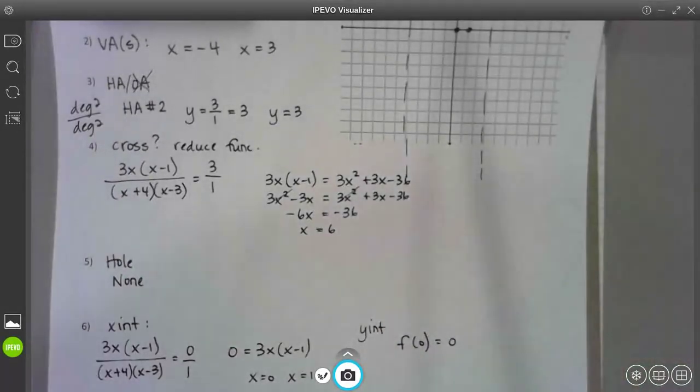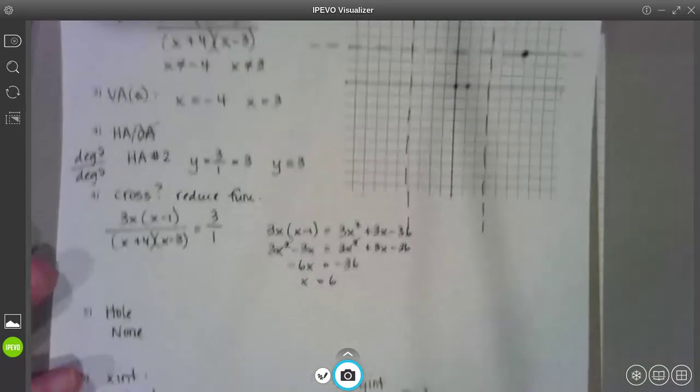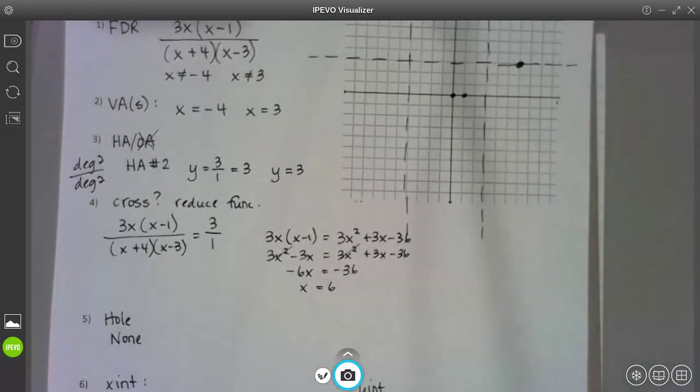I'm just not going to show that, but you're going to get 0 over negative 12. So that's also our y-intercept.